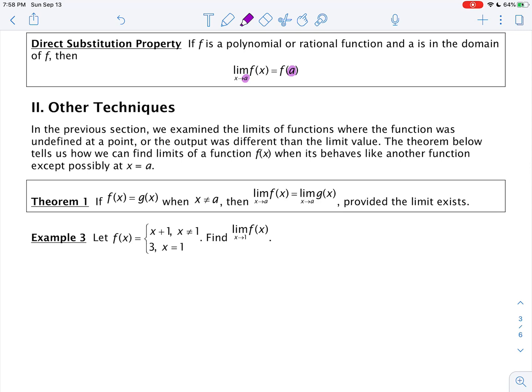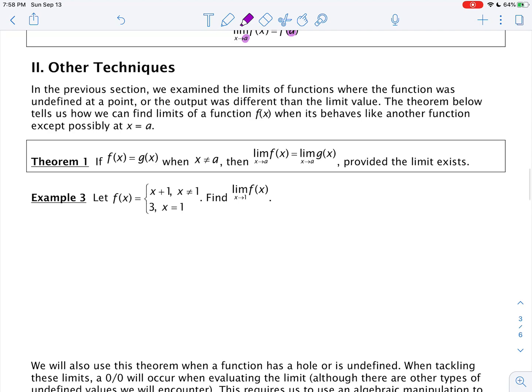We also have other techniques. If f of x equals g of x at all points, except maybe at x equal to a, then the limit as x approaches a of f of x will also equal the limit as x approaches a of g of x, provided that that limit does exist. All right, so here we have a piecewise defined function. For x not equal to 1, we have the function x plus 1, and for x equal to 1, the function output is equal to 3.